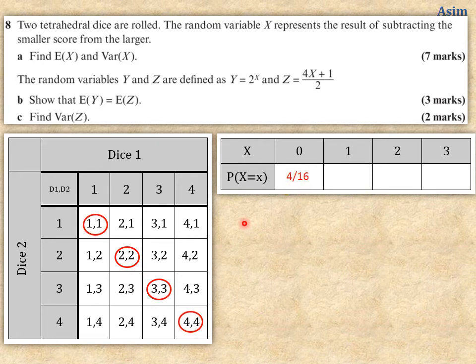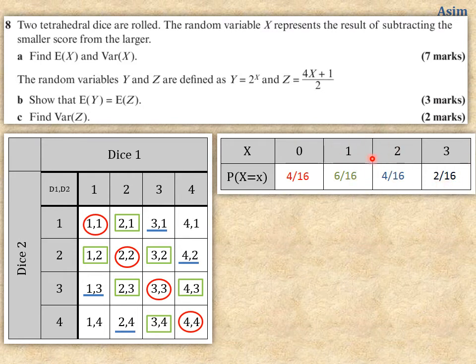Getting a 1, let us check that. 4 minus 3 is 1, 3 minus 2 is 1. So there are 6 possibilities of getting a 1. You can pause your video and try to do the remaining 2 on your own, and then you can see. Let's go ahead. Okay, getting 2. There are 4 possibilities underlined here. And the remaining, there are only 2 left. So that remaining is the probability of getting a 3.